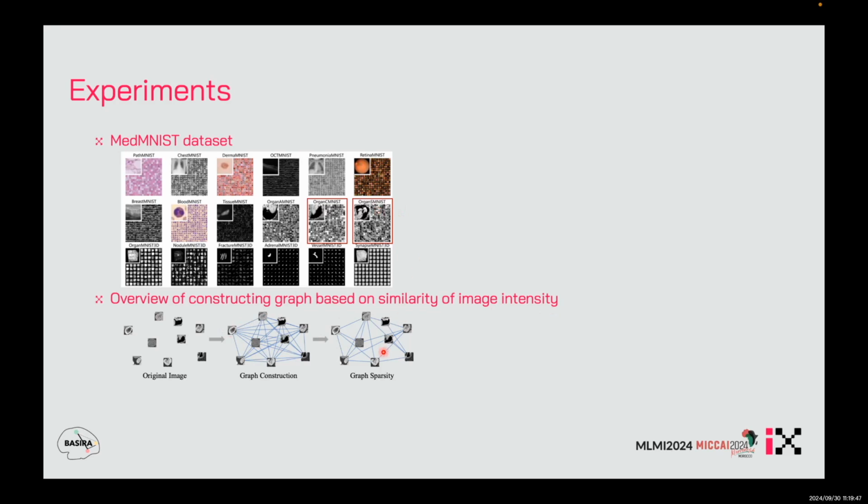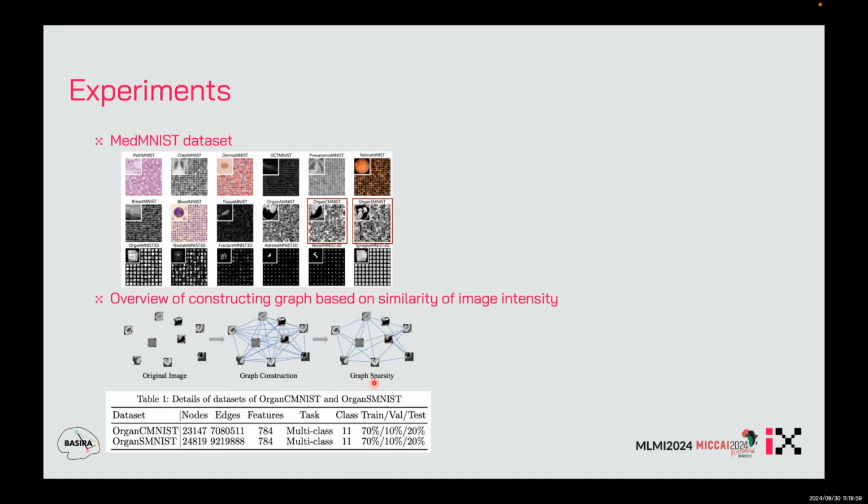And we find that there are some very small intensity similarities, so we introduce a threshold to make the graph sparse. After we construct the graph, here are the details of the node edges and the feature vectors, or node embeddings, of each node.